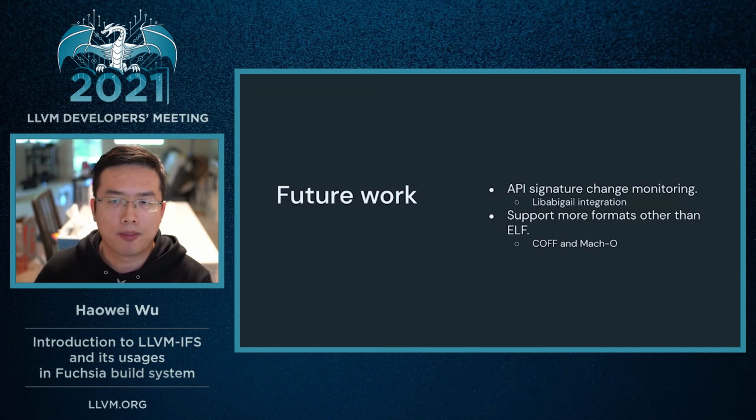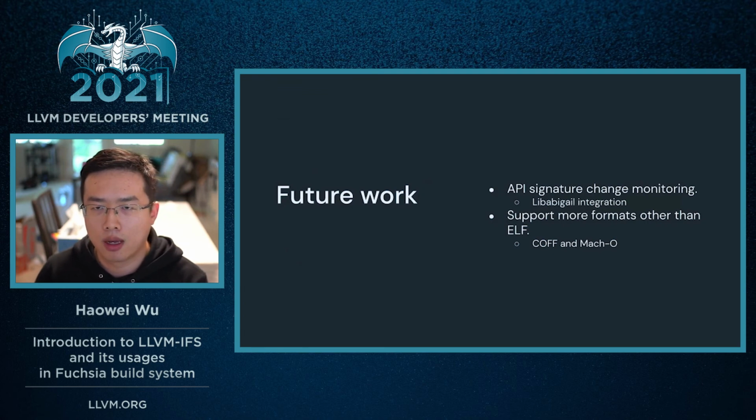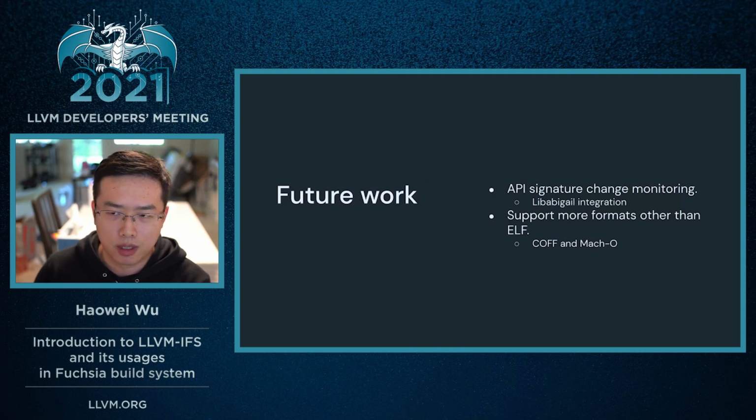So that wraps up. There are still a few things that we hope to add to the LLVM-IFS. One thing is to support ABI signature changes monitoring through libabigail. This would be helpful to monitor ABI breaking changes, but this part would need a lot of work. Another aspect is that the LLVM-IFS is currently still only supported for ELF format. So if a product needs support on Windows or Macs, these are currently not available. So there will be a good add-on to this tool in the future.